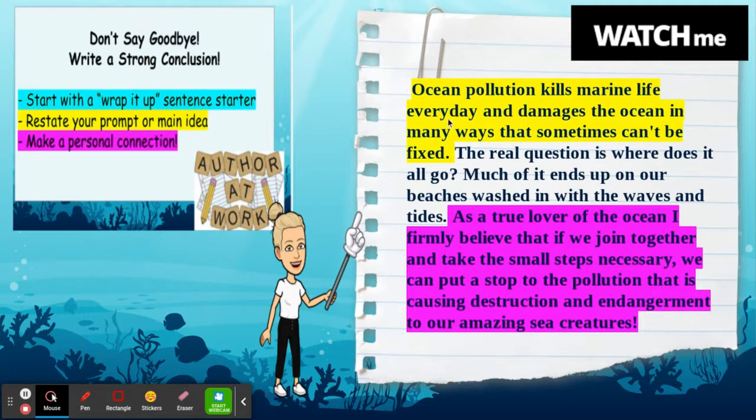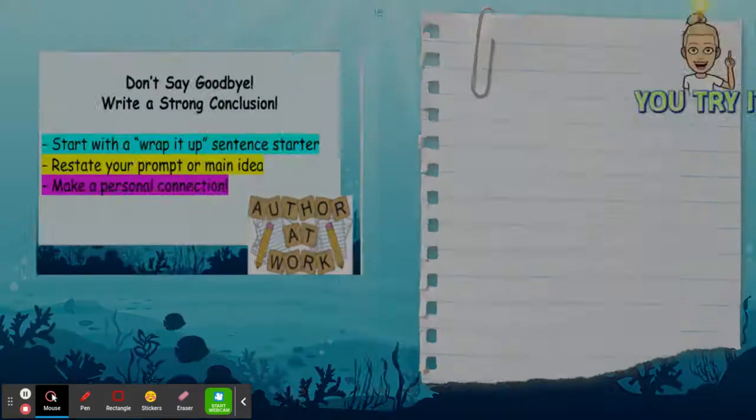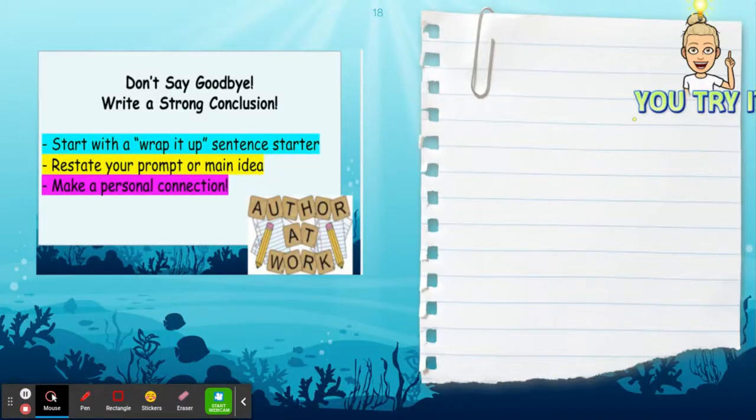Boys and girls, I have restated my main idea in yellow. I have made a personal connection, and tomorrow we are going to work on this in blue. Tomorrow we are going to work on starting with a wrap it up sentence starter, but I just wanted to work on the main idea today and the personal connection. So boys and girls, all you're doing today for writing is you are going to restate your main idea, and you are going to try to make a personal connection for your conclusion. I'm going to read mine one more time, and then you are going to try it on your own.